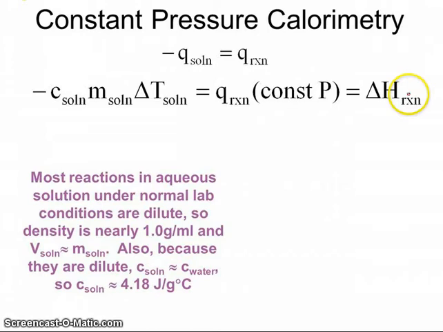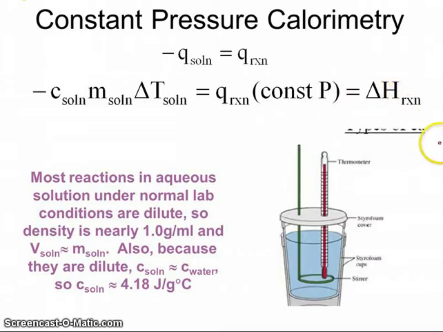Also, because these things are dilute, the heat capacity of that solution is not going to be greatly different from the heat capacity of water, and so we'll make it just a little less precise. Instead of 4.184, we'll go with C solution in a dilute aqueous solution is usually about 4.18 joules per gram degree Celsius, very similar to that for water.